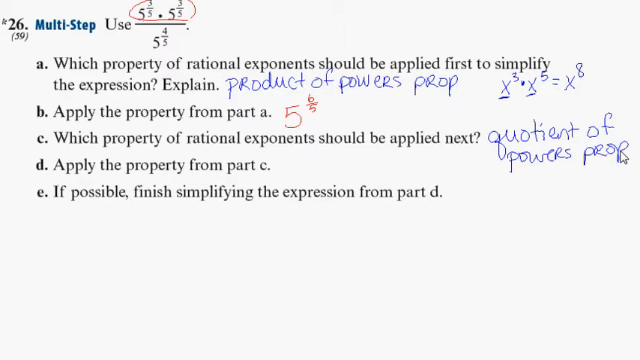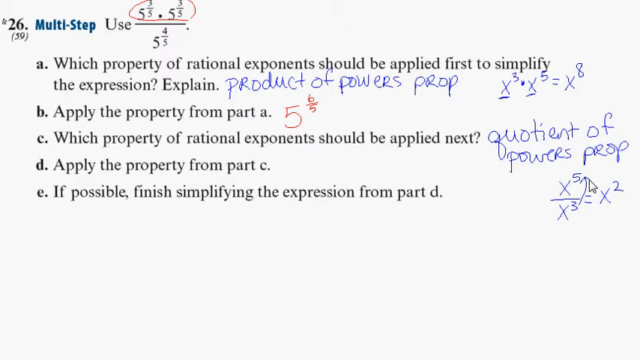Okay, I'm going to just explain this one too, because why not, right? Let's say we have x to the fifth over x to the third. That equals x squared, right? Because you're bringing this 3 up here, subtracting, so then you get x to the second. Apply the property from part C.